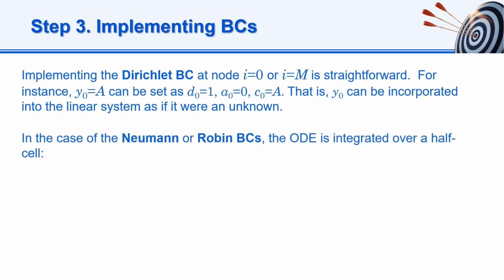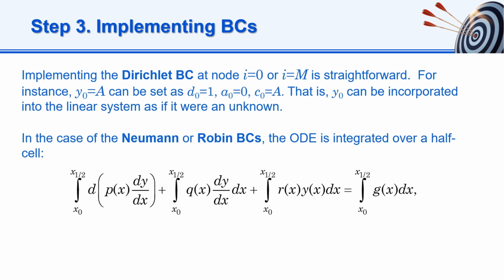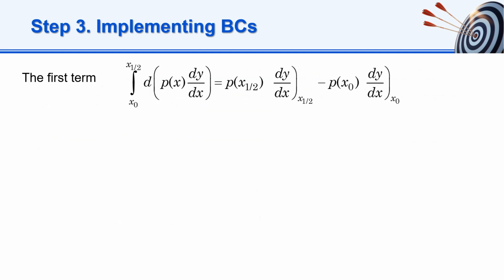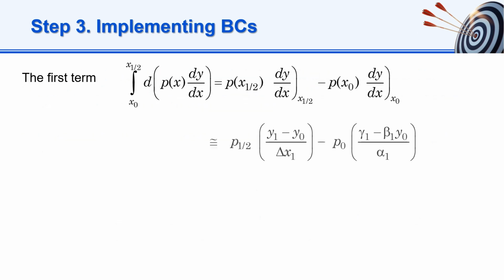In the case of the Neumann or Robin boundary condition, the ordinary differential equation is integrated over a half cell as follows. We identify four integrals, labeled as term 1, term 2, term 3, and term 4. In the first term, the derivative at x_{1/2} is replaced by its central difference approximation. The derivative at the left boundary is solved from the left boundary condition.